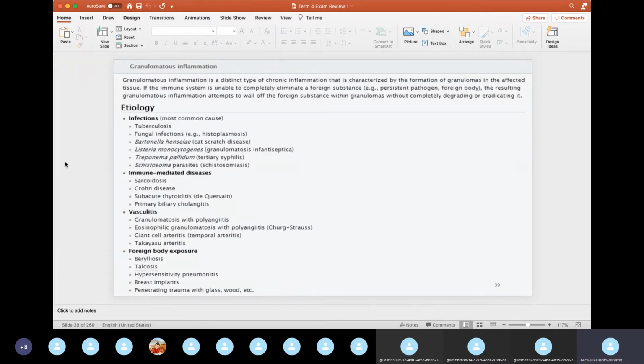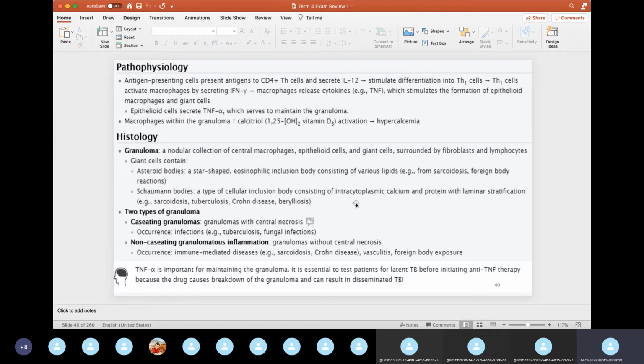Now let's talk about granulomatous inflammation. What's the difference between granulomatous and non-granulomatous inflammation? This is due to infections, TB, systemic fungal infections, or vasculitis, or some foreign body exposure. It is characterized by the formation of a granuloma. You have areas of central necrosis in the granulomatous inflammation.